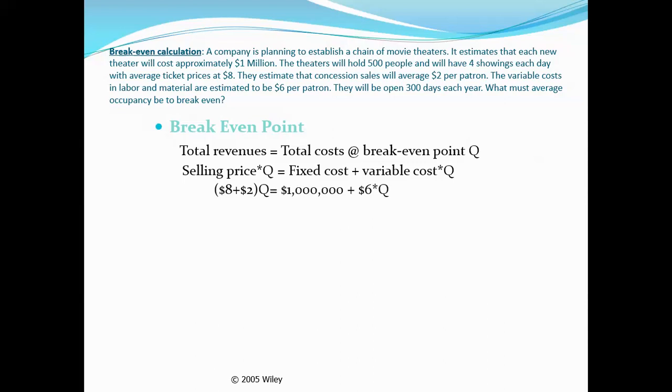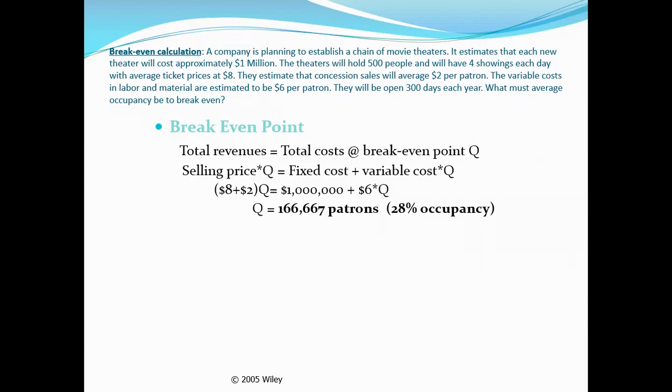So our revenue will be from the ticket and the concession, so 10 times Q equals 1 million plus 6 times Q. 6 is the cost. So that means we need to sell 166,666.67 tickets to break even. So it's a 28% occupancy rate.